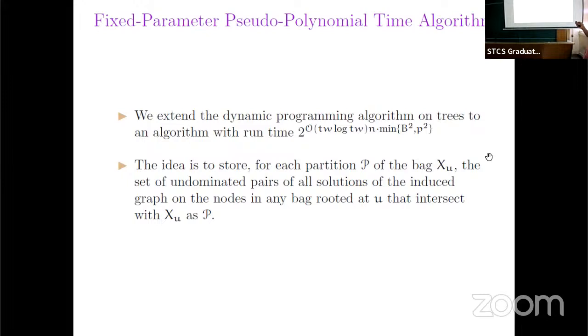So this runtime is like treewidth to the power treewidth, which is also known as 2 to the power treewidth log treewidth. Treewidth to the power treewidth, because for every possible partition of the bag, you are storing that repeatedly. That's why this treewidth to the power treewidth will be basically this, and then the rest is the same. There you are getting n and this minimum this square.